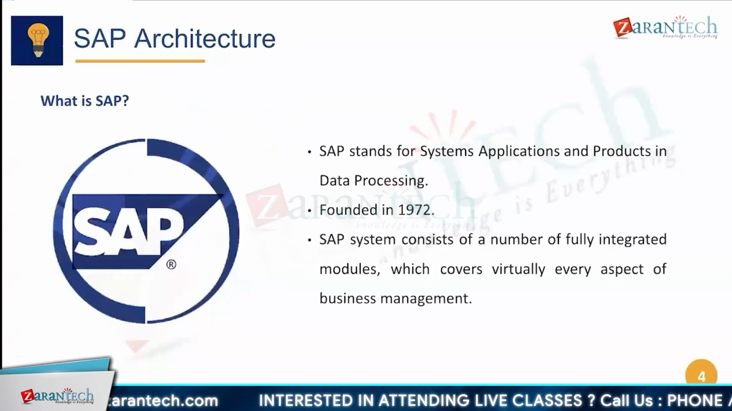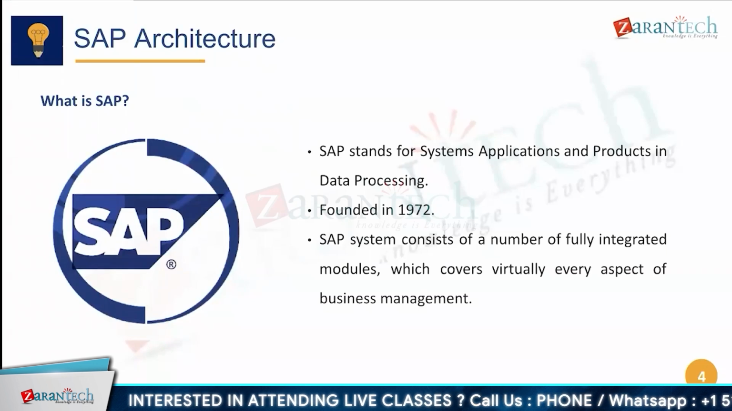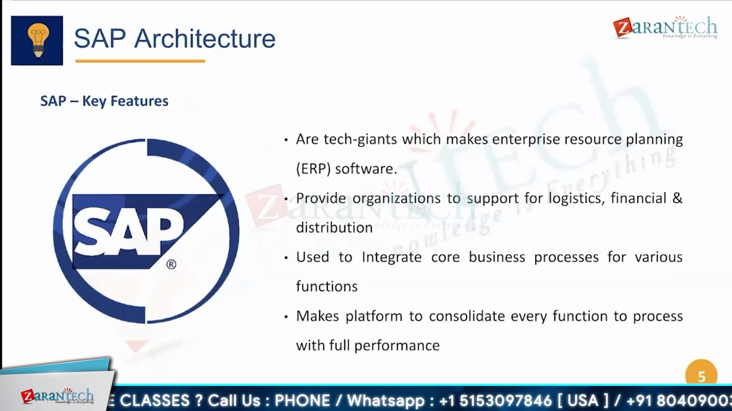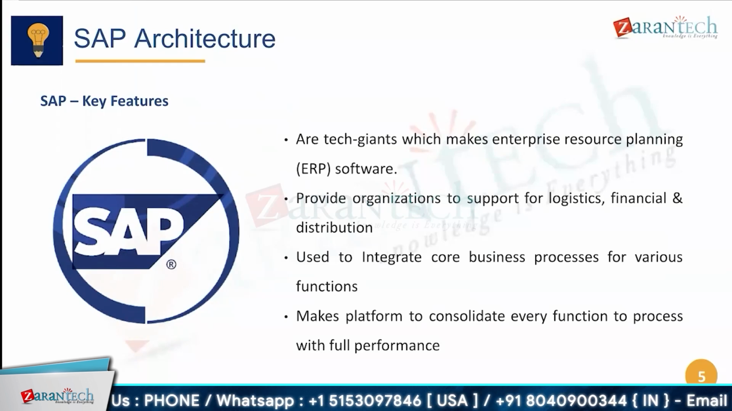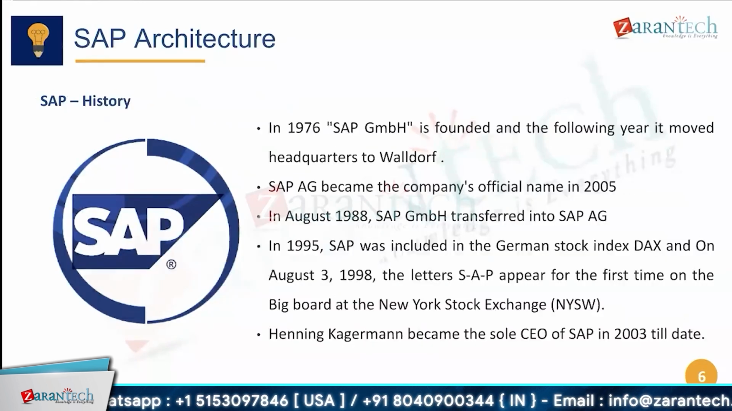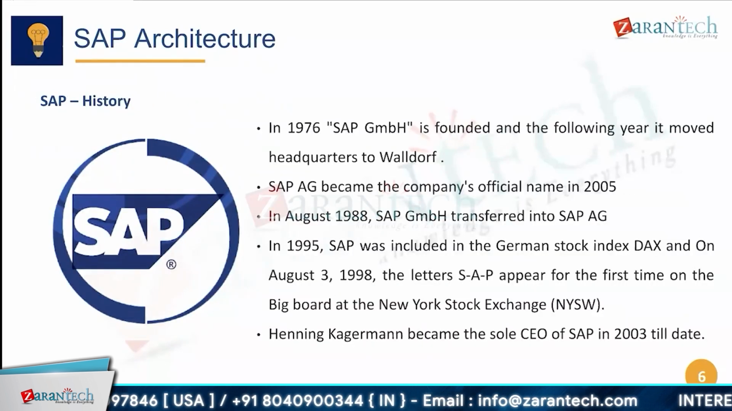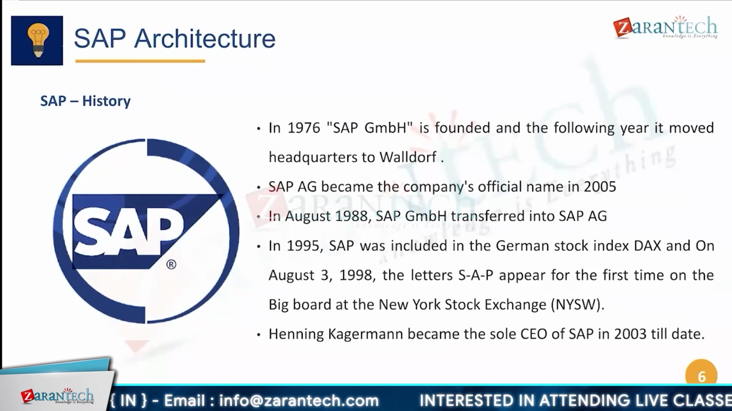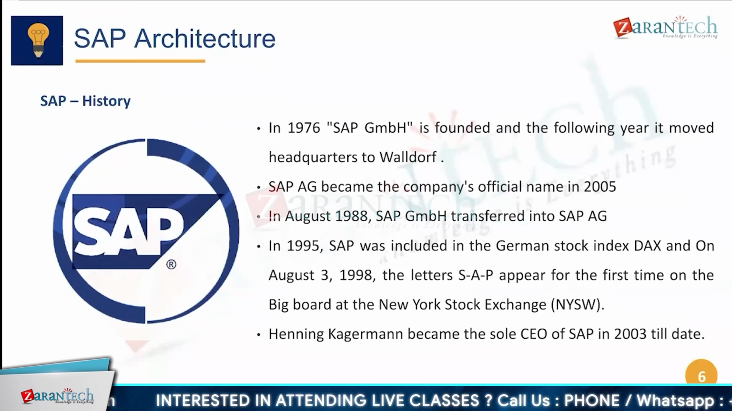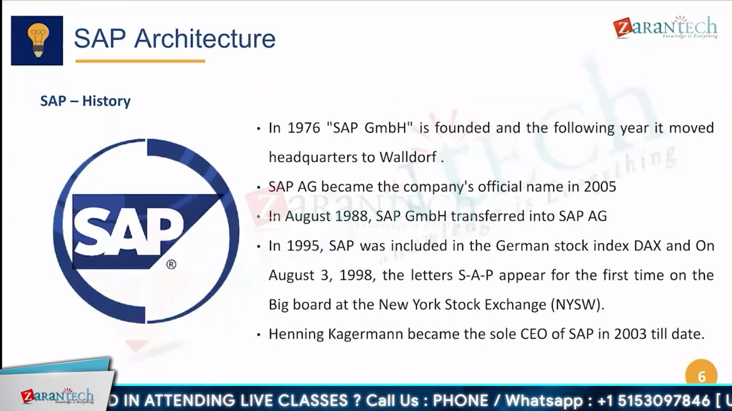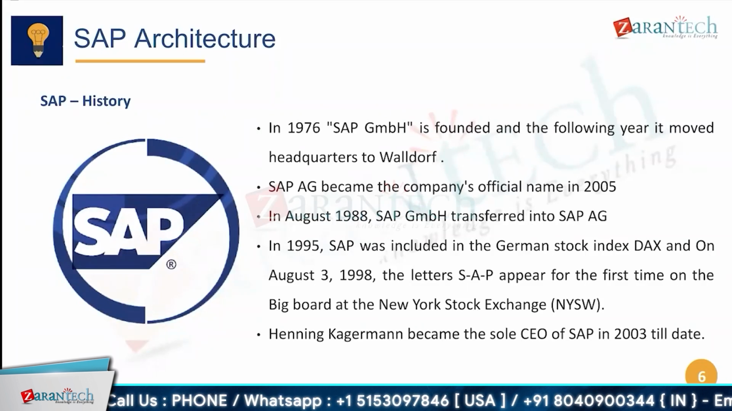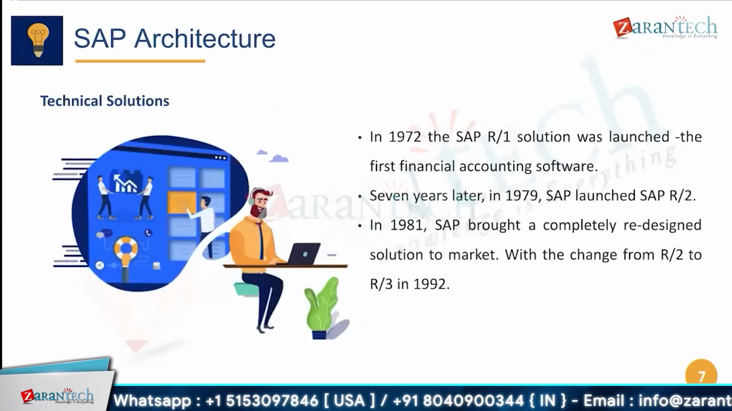Now, this we have explained: founded in 1972. What is SAP? Key features: SAP ERP is the main product. Just recapping before I go further, SAP history I've explained, and what products they have developed, with some technical facts for your reference and documentation purposes. They started in 1972, and then slowly evolved from R/1 to R/2, R/3, and so on. Technical solutions I just explained.